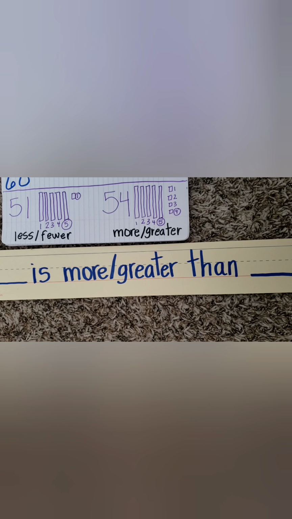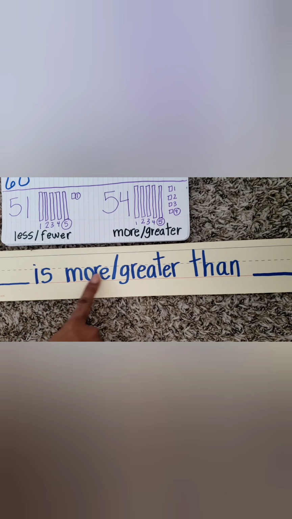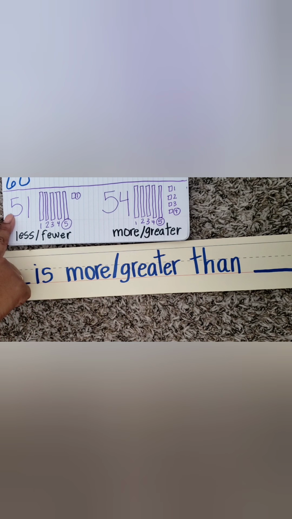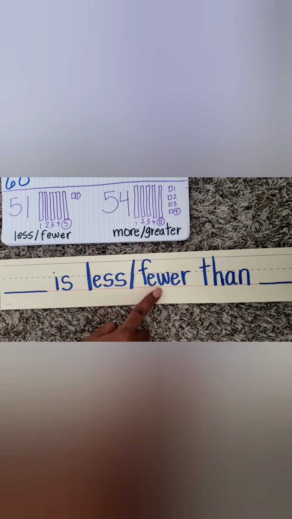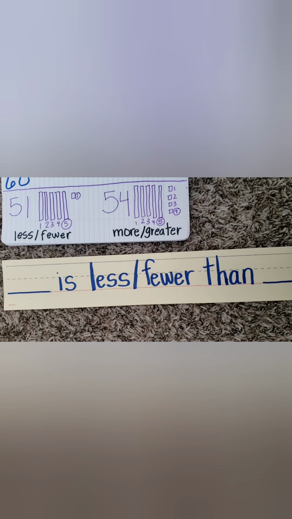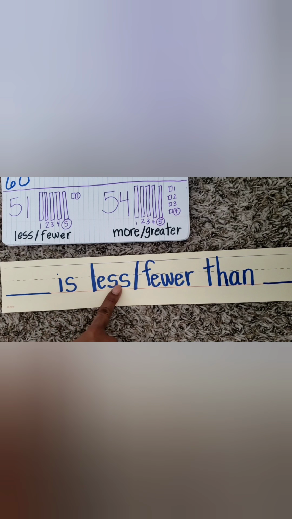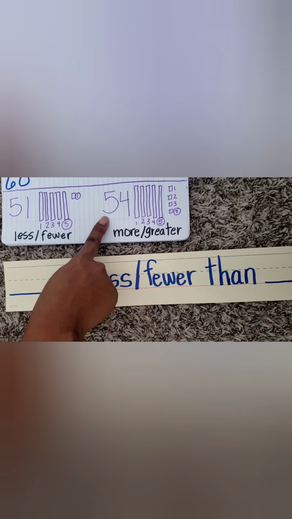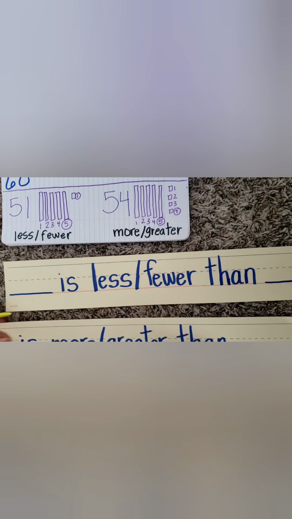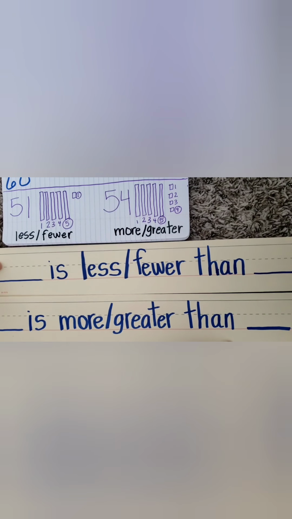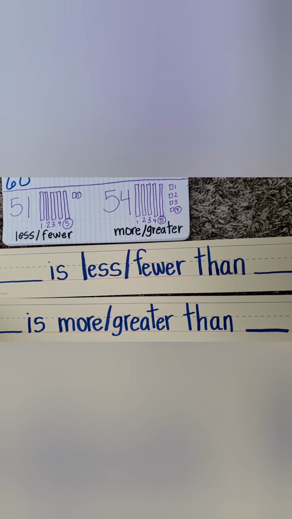When you are finished with your work, please use the sentence stem to compare your two numbers. And I would say 54 is more or greater than 51. You could also use the sentence stem, blank is less or fewer than blank. So I would say 51 is less or fewer than 54. Use these sentence stems to practice reading and comparing your numbers as you practice your numbers from 50 to 60.